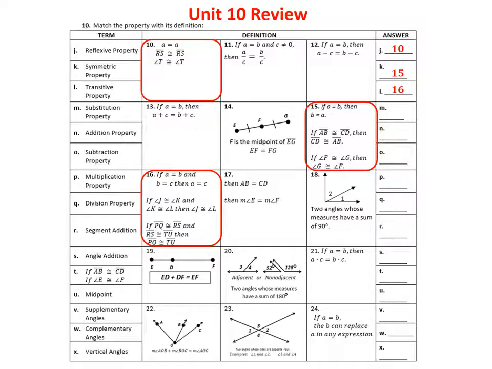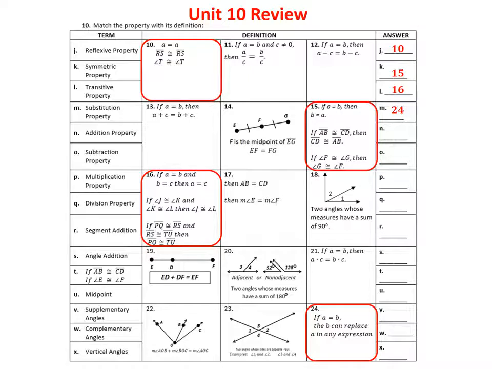Substitution property. This just means if two things are equal and I'm working in an equation, I can substitute its value in for the other in any of the equations. So down here, if A equals B, then B can replace A in any expression. So for M, we're going to put 24.